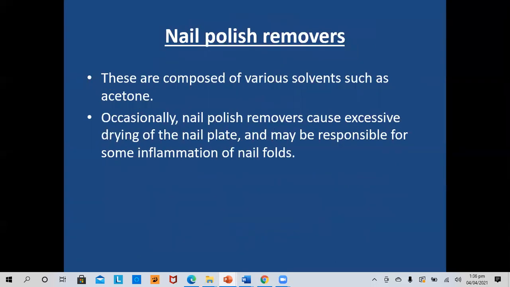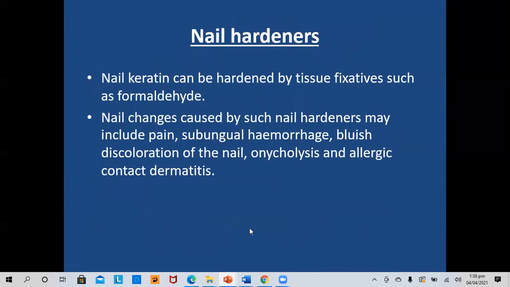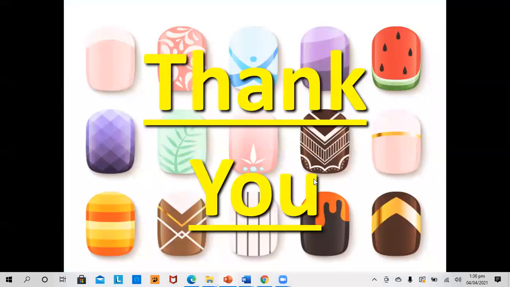Nail polish removers are solvents which cause excessive drying of the nail plate and some inflammation of the nail fold. The nail hardeners. Nail keratin can be hardened by tissue fixatives such as formaldehyde. Nail changes caused by such hardeners include pain, subungual hemorrhage, bluish discoloration, onycholysis, and allergic contact dermatitis.